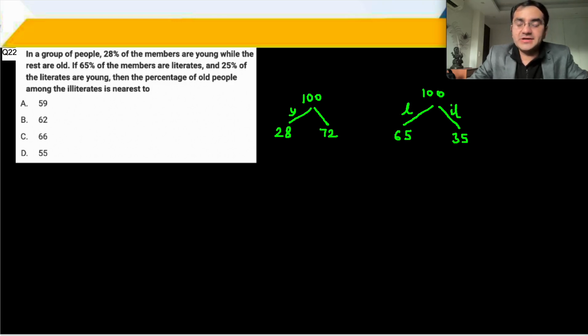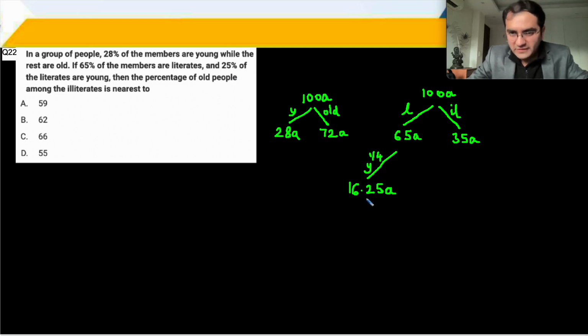25% of the literates are young, that is 65 upon 4, which becomes 16.25, but you can't have 16.25 people, right? So I'll just put a scaling factor. 16.25 is a decimal. Let me put a scaling factor A everywhere because now I can have 16.25A people over here. So now I have total young people 28A. Out of that, 16.25A are among the literates.